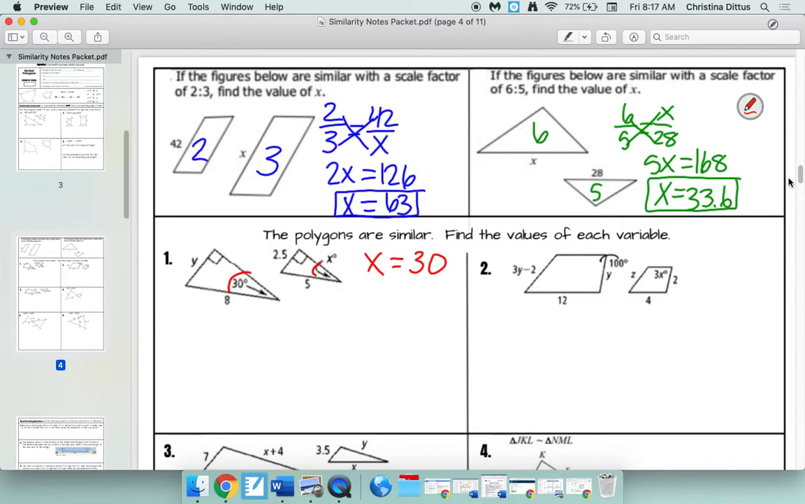Alright. Give me one fraction, or like one pair that match. 8 and 5. So let's go 8 over 5. If I put 8 over 5, what does my other fraction have to look like? Y over 2.5. Matthew, Kaylee.